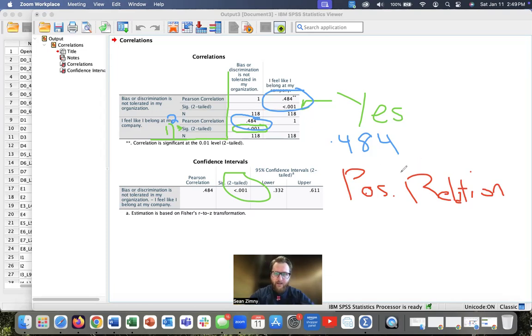What does that mean again, positive? It means the relationship is like that. It's increasing. As one variable increases, the other also increases. And so it's a moderately strong relationship there. So let's get rid of all that.